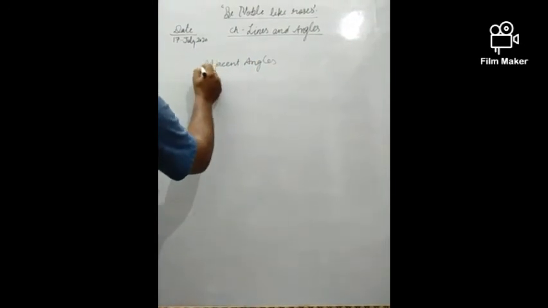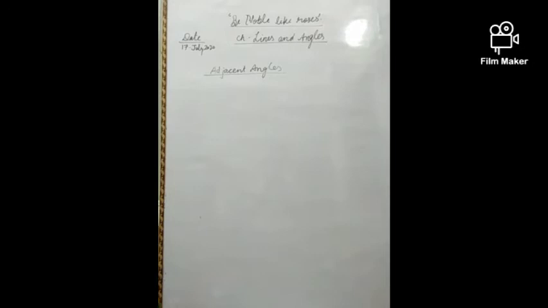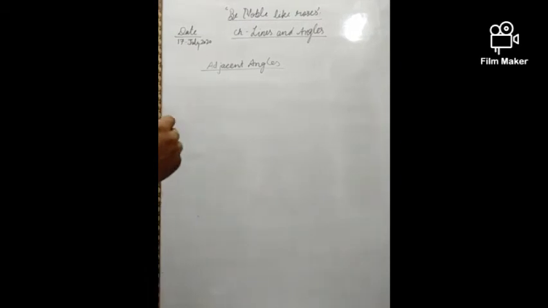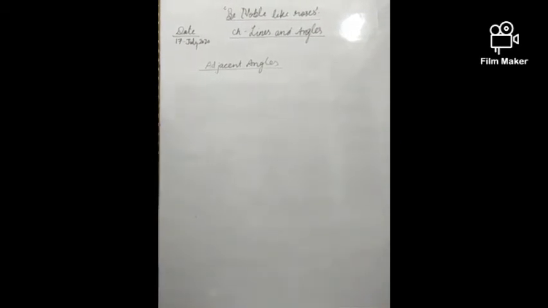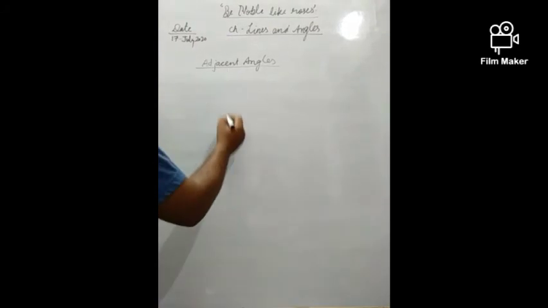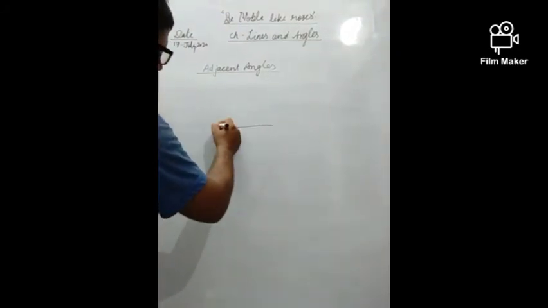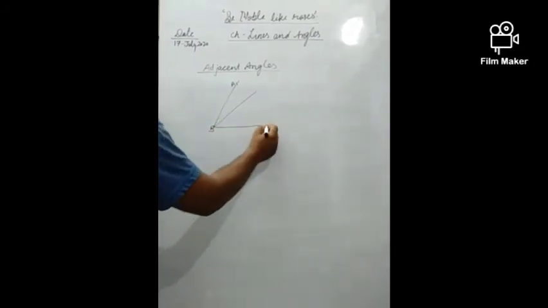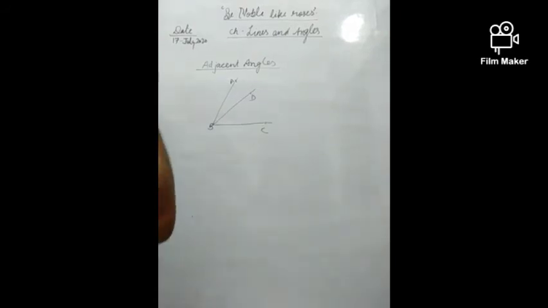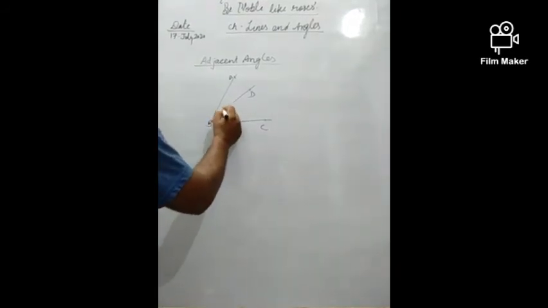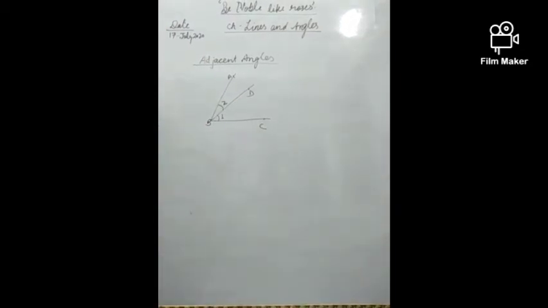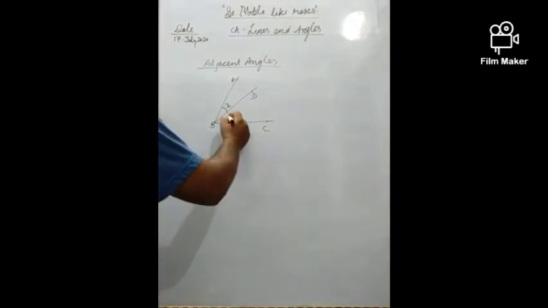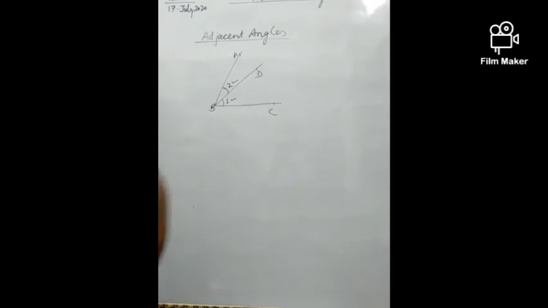As the name suggests, adjacent means two angles are there in such a way that both the angles have a common arm and a common vertex, right? Look at this figure. This is A, B, C, and this point is D. There are two angles. This is angle number 1 and this is angle number 2. Between angle 1 and 2, BD is the common arm. Therefore, you may say angle 1 and angle 2 are adjacent angles.